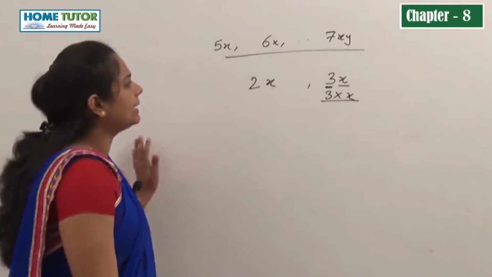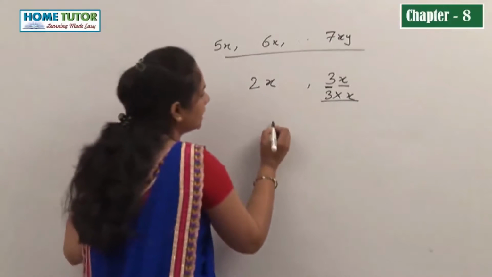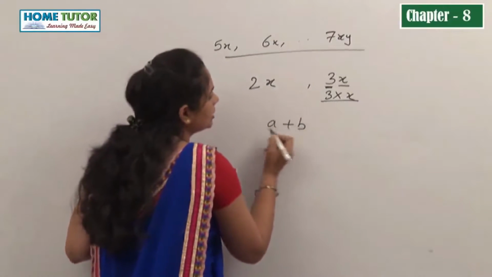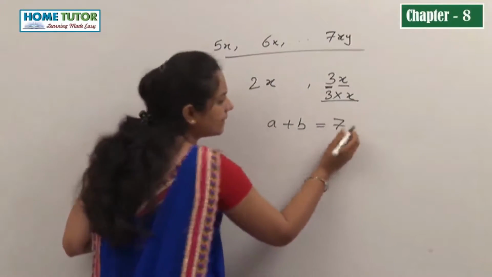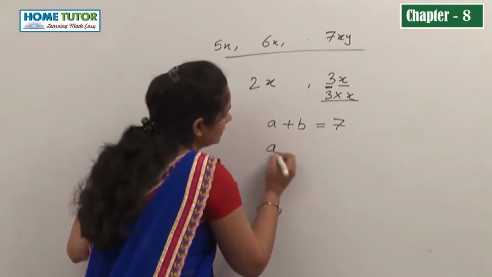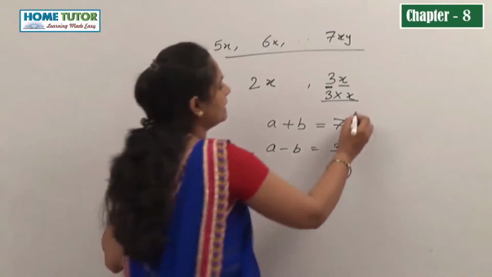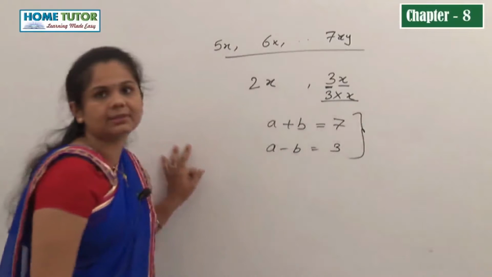Similarly, if I say the addition of 2 numbers is 7, I can assume the 2 numbers are a and b. So the addition of a and b is 7. Similarly, I can say the subtraction of 2 numbers, a minus b, is equal to 3. So this is nothing but your algebraic expressions.